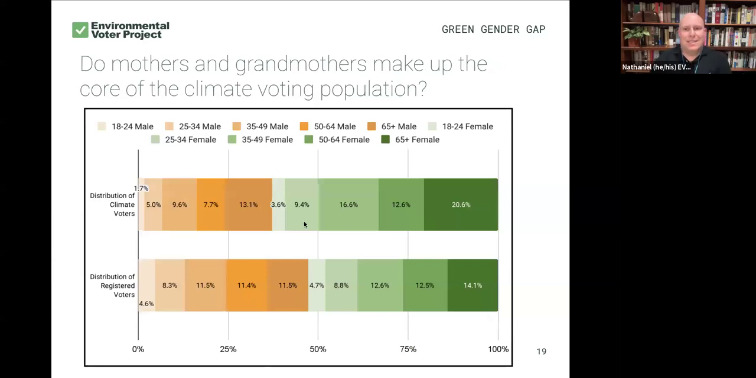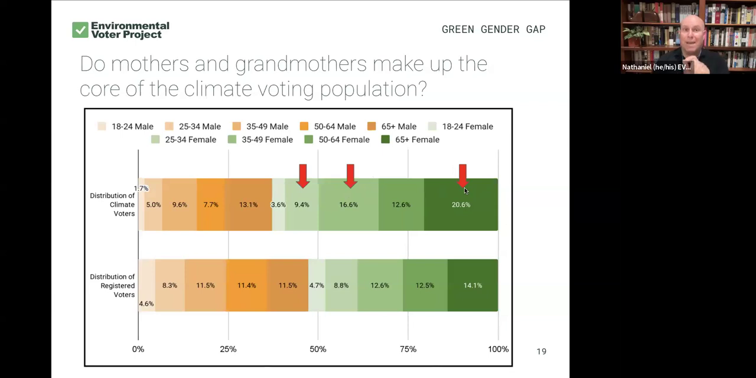When we look at the distribution of all climate voters, which is what you see at the top, and compare it to the distribution of all registered voters, what are a few trends that we're seeing? Well, first, there's a lot more green at the top than at the bottom, right? That's because there are many more women who make up climate voters than there are women who make up all registered voters. But look, in particular, there are some groupings that are disproportionately large. That's women 25 to 34, women 35 to 49, and women 65 and older.